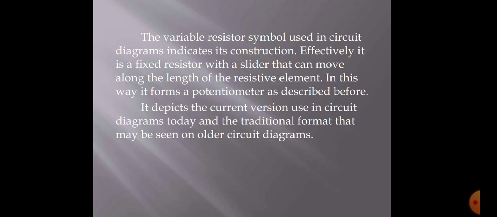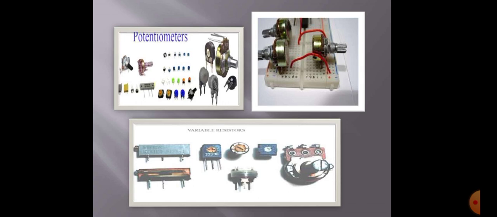So a variable resistor is used to change the value of resistance. On your screen you can see the different types of variable resistors. In the first picture you can see potentiometers. In a potentiometer there are 3 terminals. One terminal is variable and the other 2 terminals are fixed. Here the different wattages of potentiometers are shown. As per our requirement we can use them in our electronic circuit.